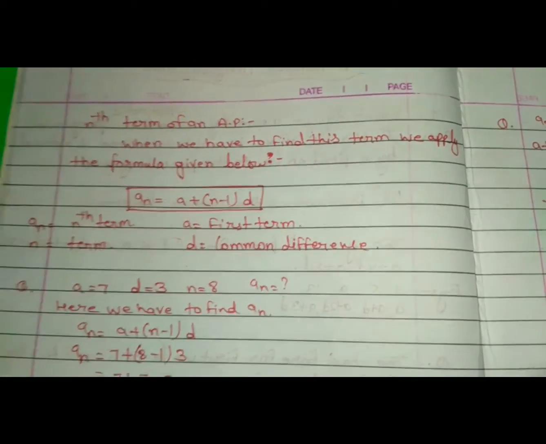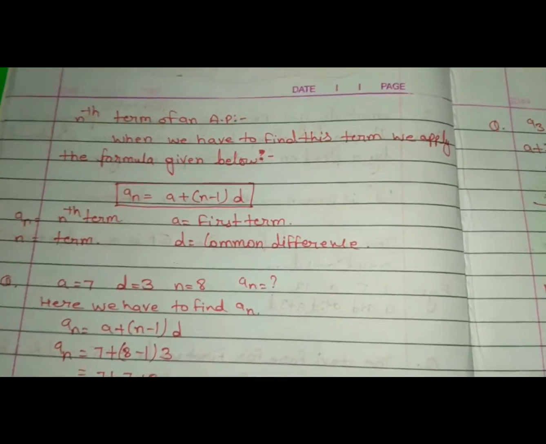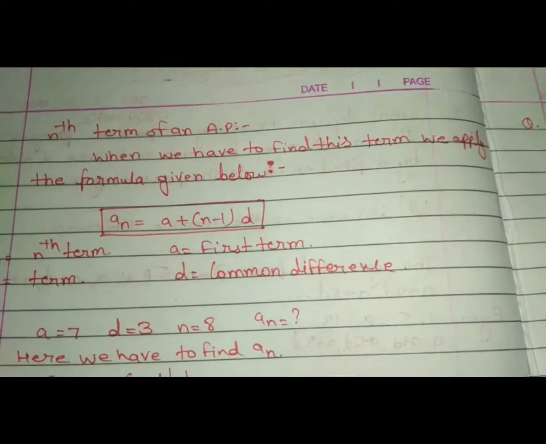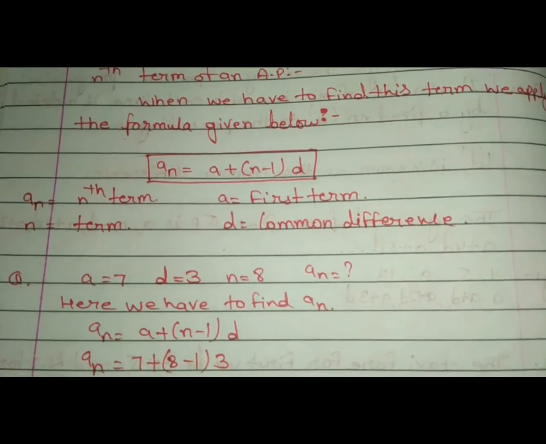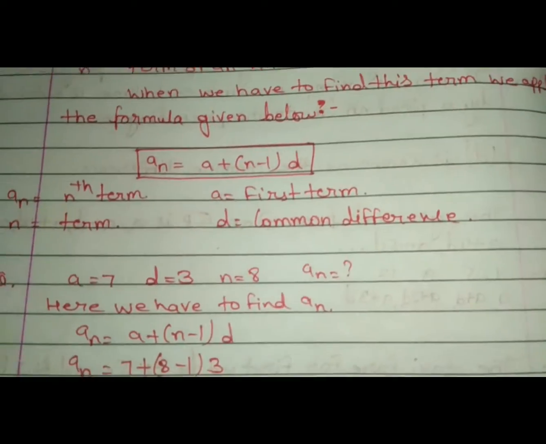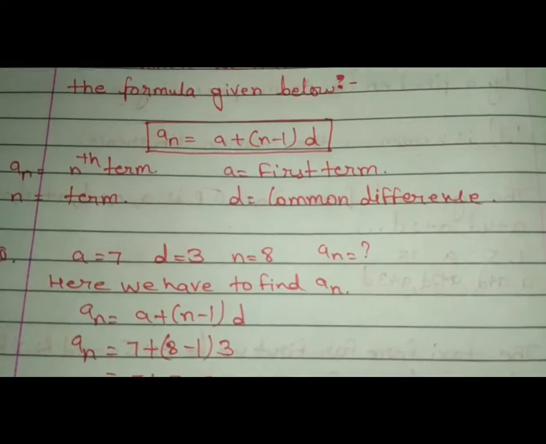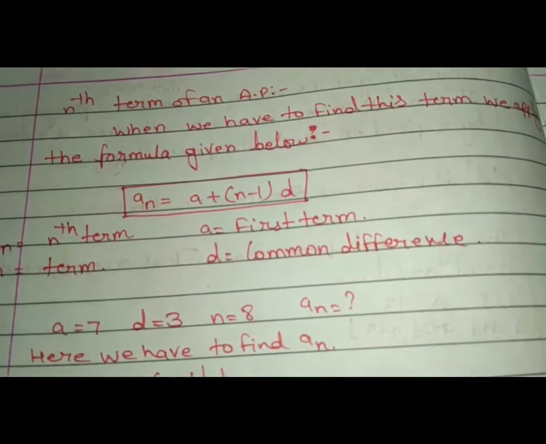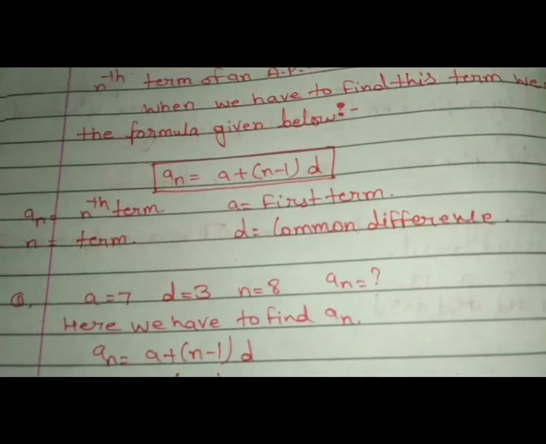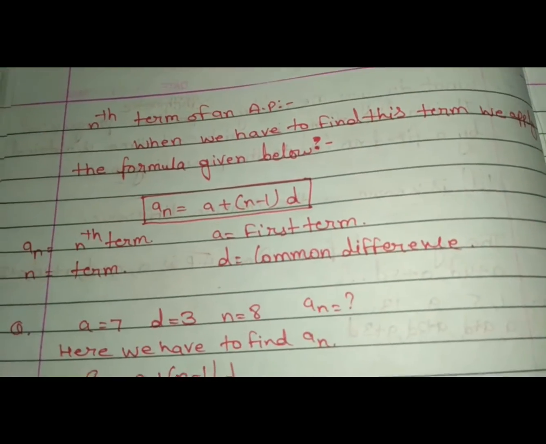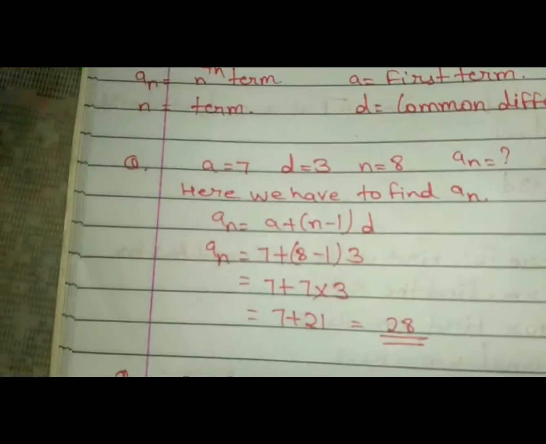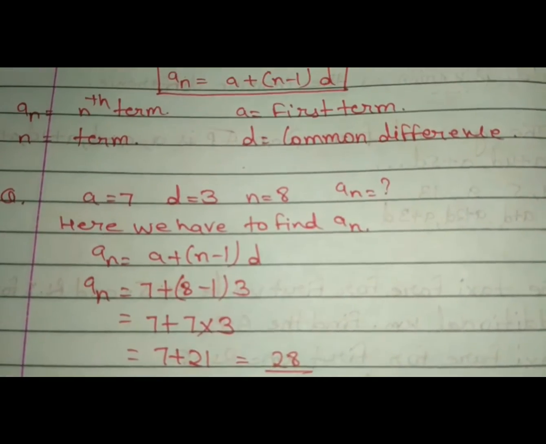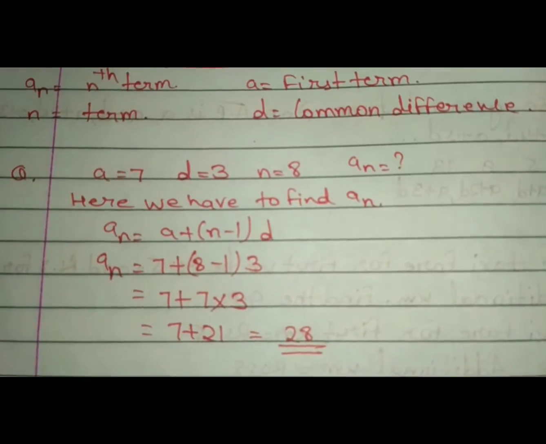Then we have to study the nth term of an AP. When we have to find this term, we will apply the given formula, that is a n equals a plus n minus 1 into d. Here a is 7, d is 3, n is 8, and a n is the nth term.